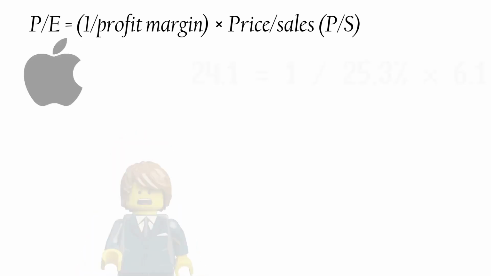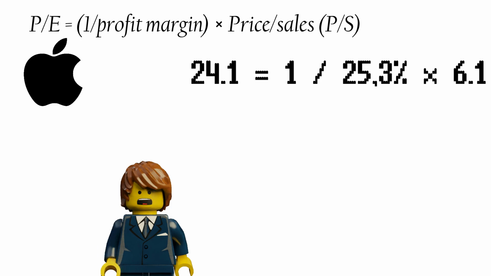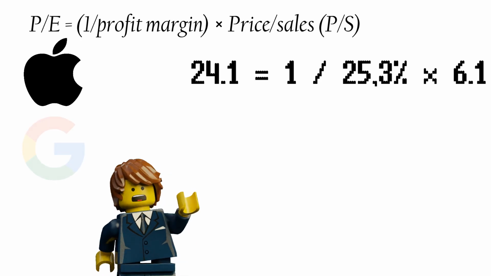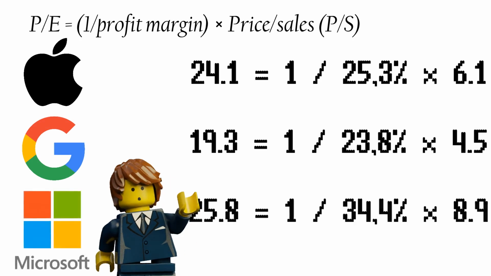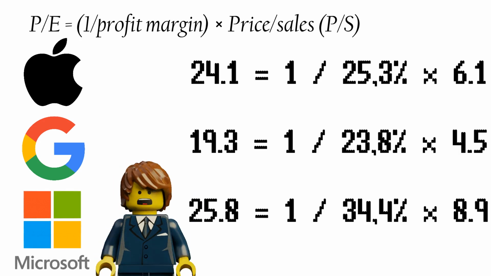For Apple, this is 24.1 equals 1 divided by 25.3% times 6.1. For Alphabet it is 19.3 equals 1 divided by percent times 4.5. For Microsoft it is 25.8 equals 1 divided by 34.4% times 8.9.